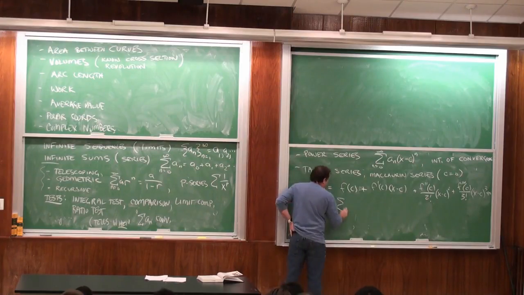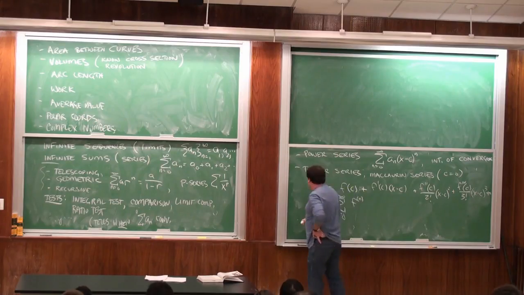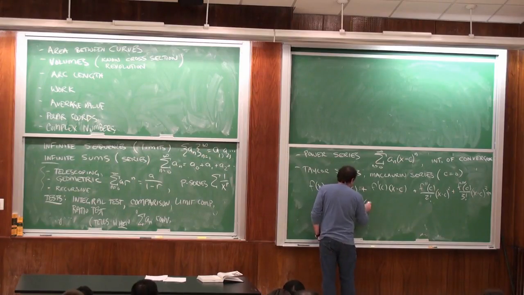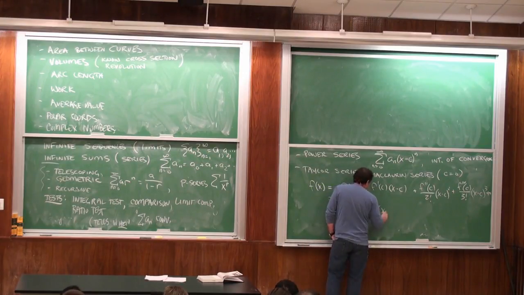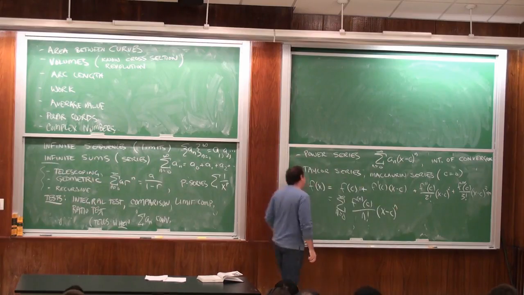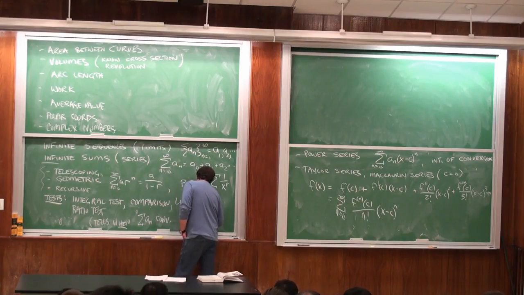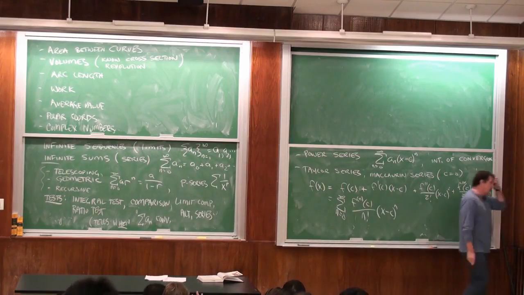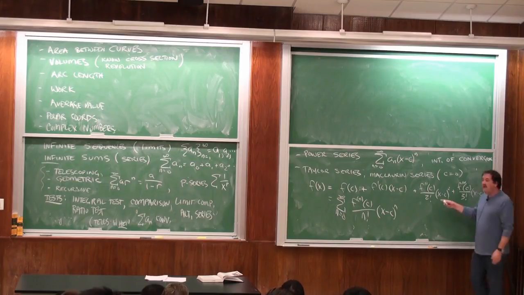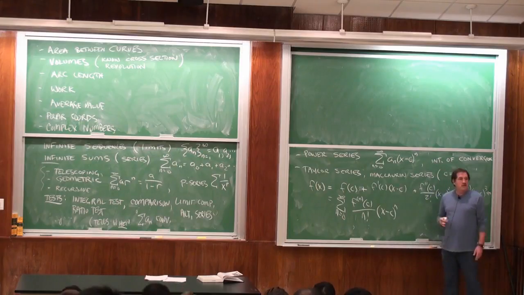So this is the sum from n equals 0 to infinity of the nth derivative evaluated at some point divided by n factorial, times x minus c to the n. Oh, I forgot alternating series. So here I forgot alternating series. And again, with Taylor series, because it's just a special kind of power series, this again has an interval of convergence, a radius of convergence, that sort of thing.